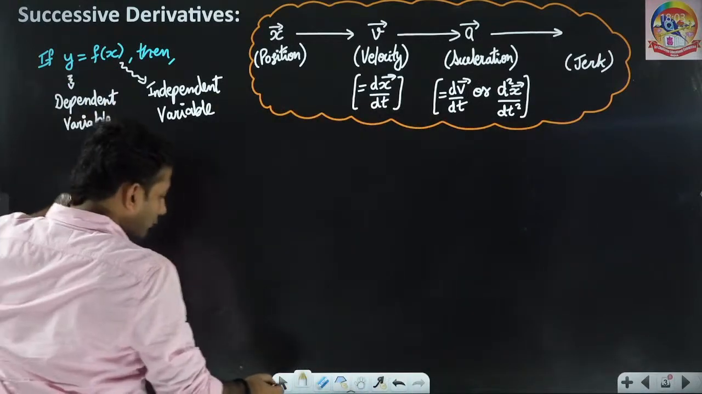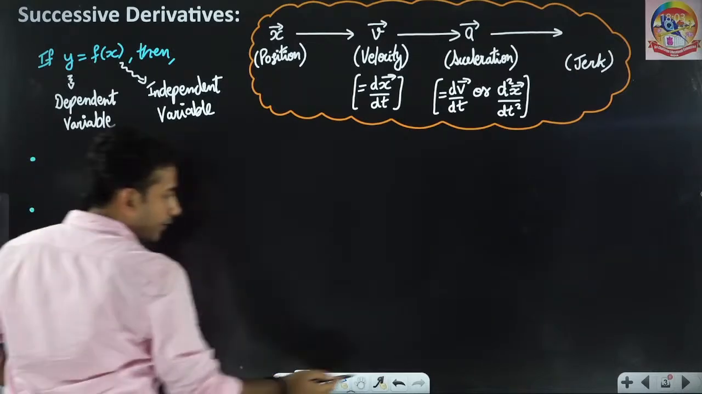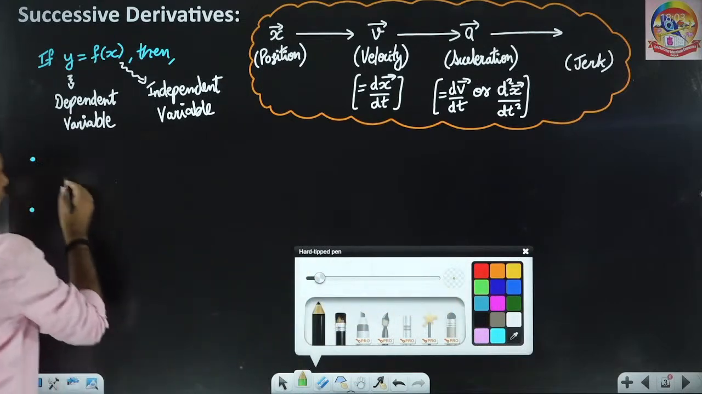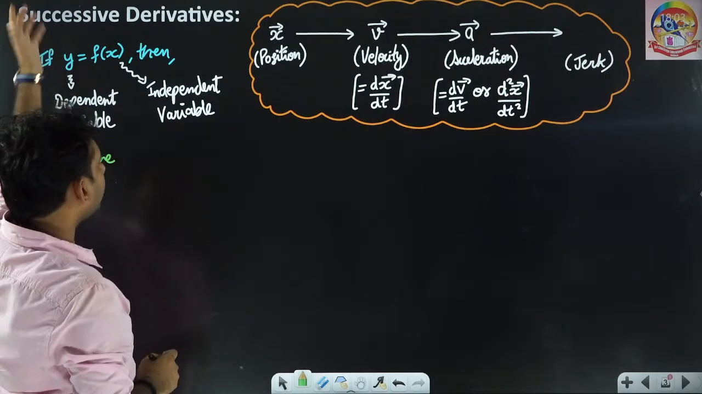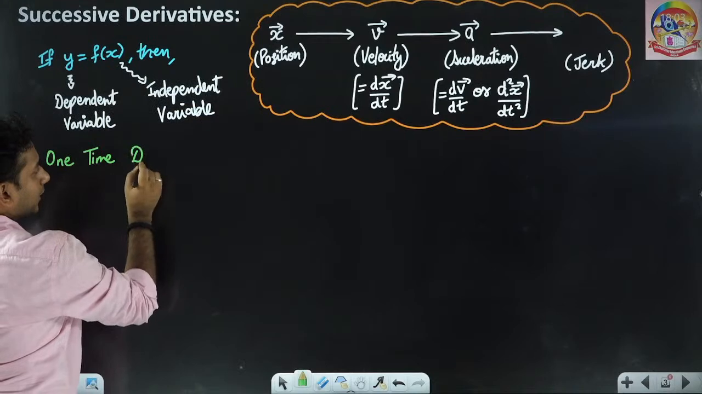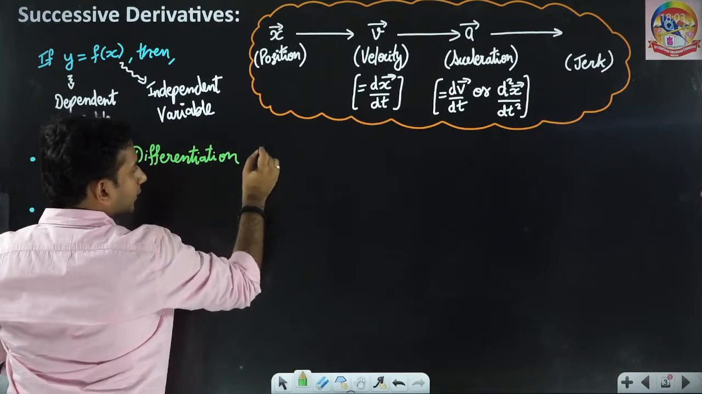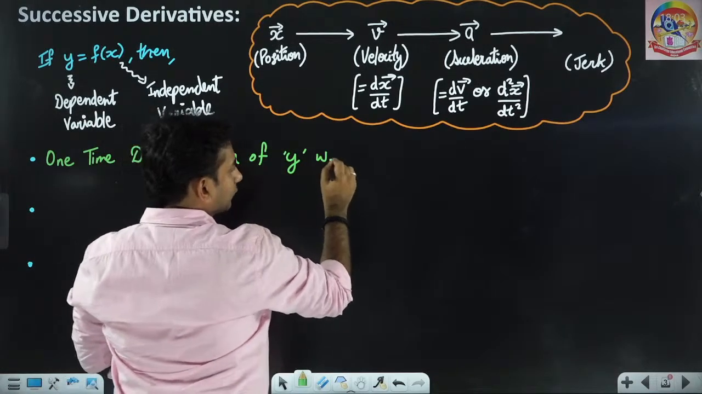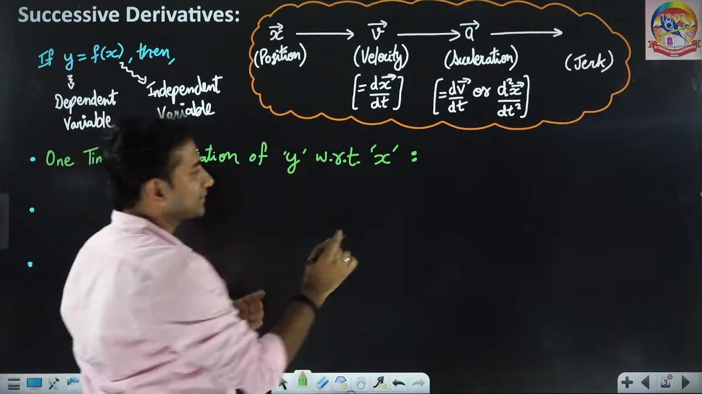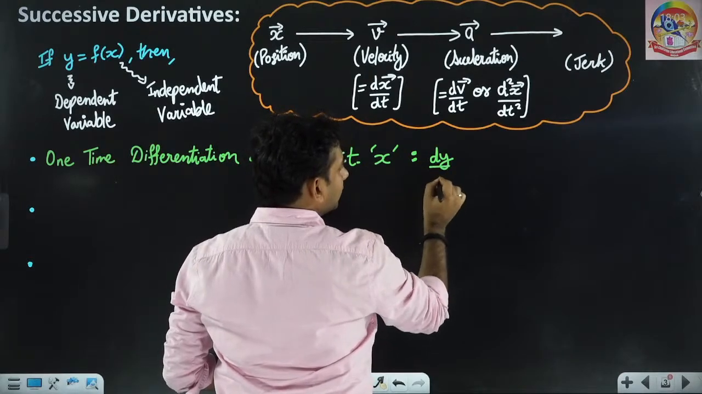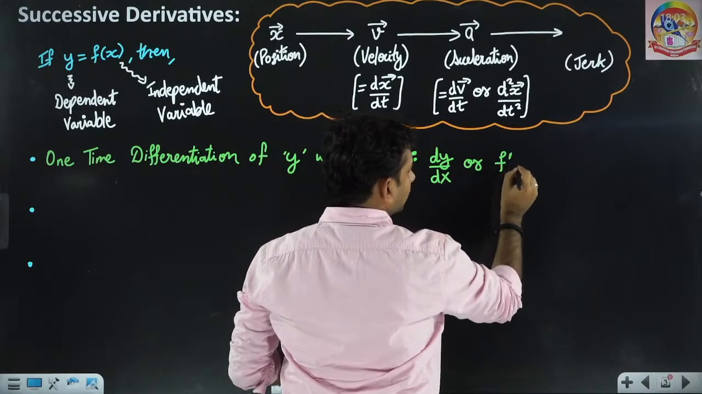So if y is a function of x, then what can you say? If you want to write one time differentiation, I told you that differentiation will be done of dependent with respect to independent. So one time differentiation of y, the dependent variable, numerator, with respect to x is denoted by, how to write it, sir? You write it as dy by dx, or f dash x.